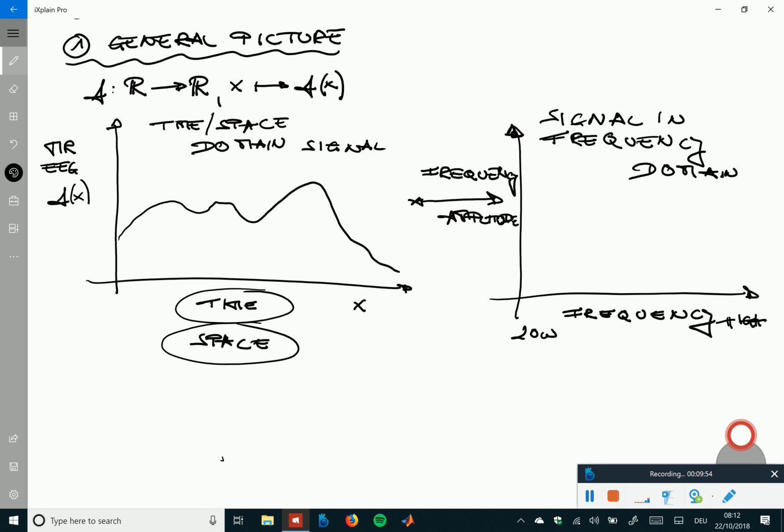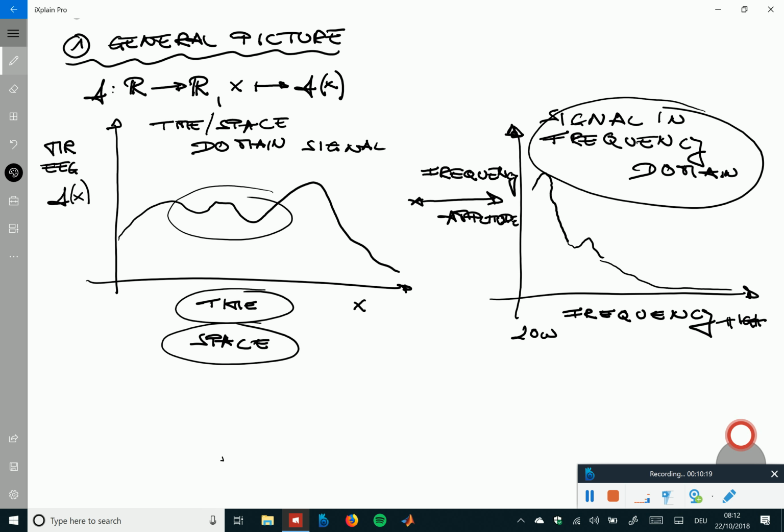So looking at this, I think there's quite some low frequency amplitude in there. So let's maybe have something here. And then there's a little bit of an intermediate frequency if you look at this. So maybe let's have something like this. And then high frequencies are quite low. So that is what is referred to as a signal in the frequency domain.